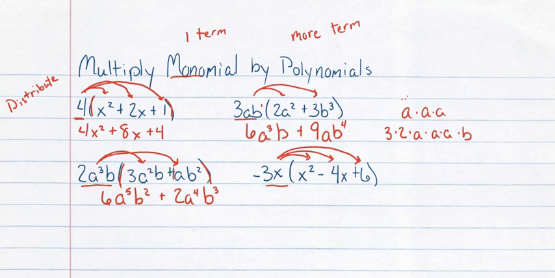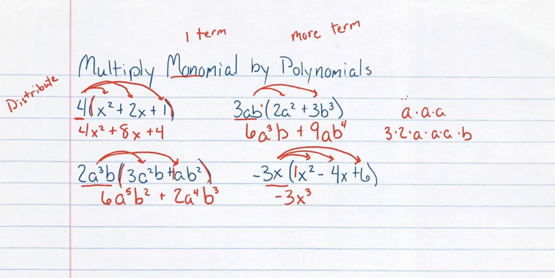So negative 3x times x squared. Well, negative 3 times the coefficient here is 1. So negative 3 times 1 is negative 3. X times x squared means I have 3 x's being multiplied. I have 1 x on the outside and 2 x's on the inside. So that's x to the 3rd. Okay, that's the first term.